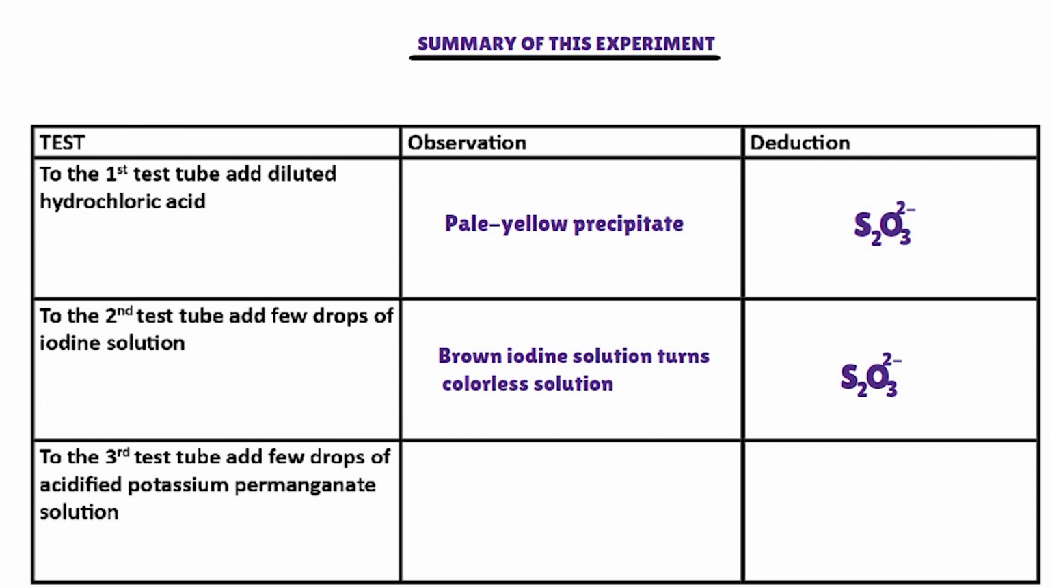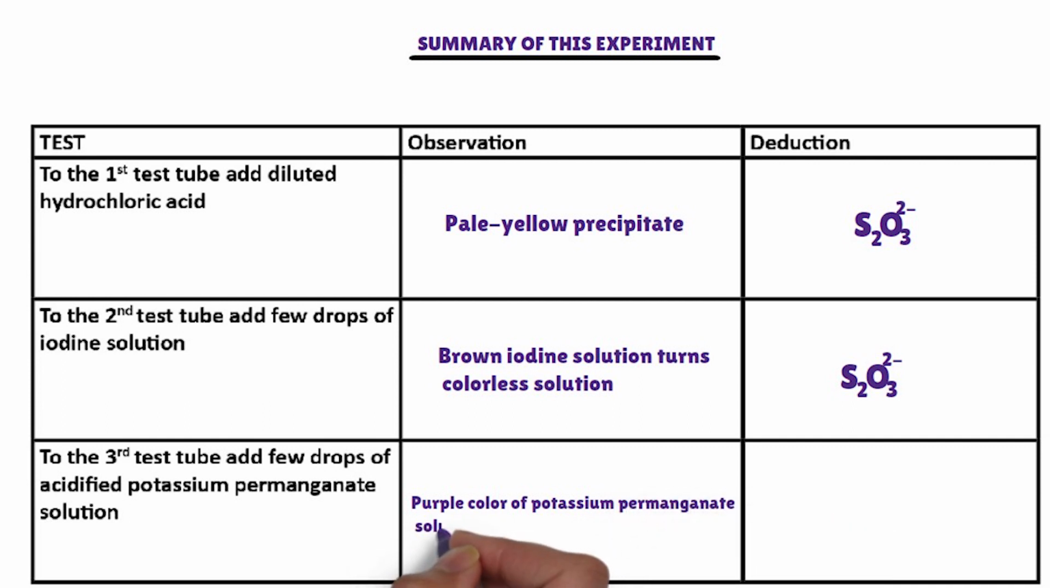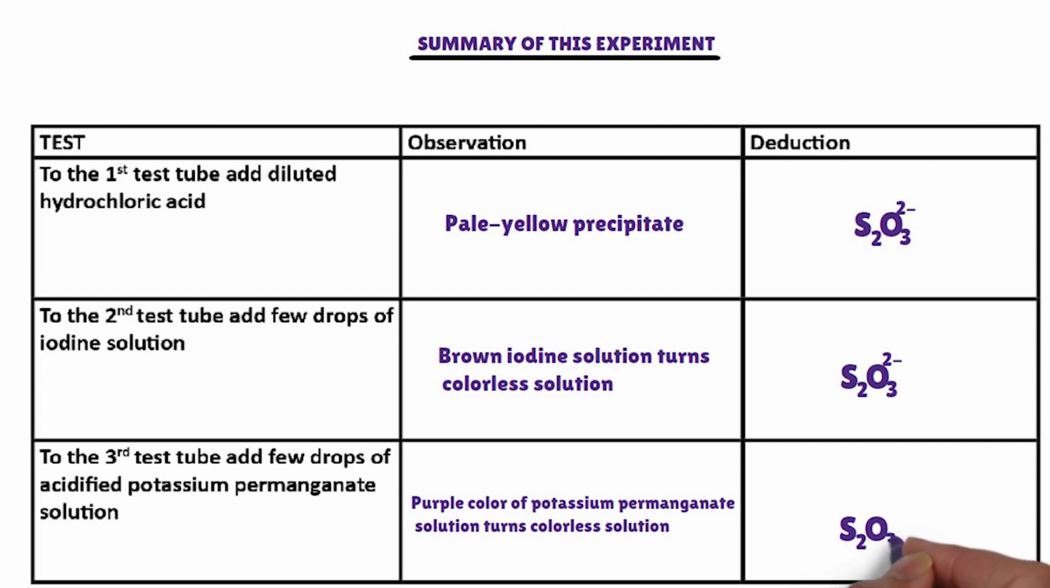Second confirmatory test. To the third test tube, acidified potassium permanganate solution is added. The anion that reacts with acidified potassium permanganate solution to form a colorless solution, and that forms a pale yellow precipitate when reacted with diluted hydrochloric acid, is thiosulphate ion. Thiosulphate ion is confirmed. The anion present in the salt is thiosulphate ion.